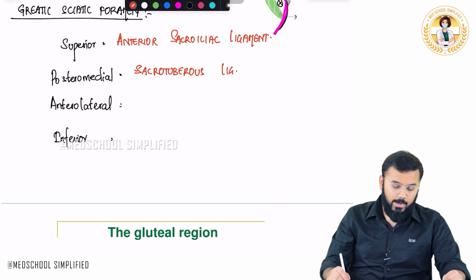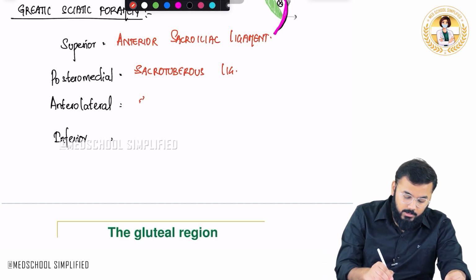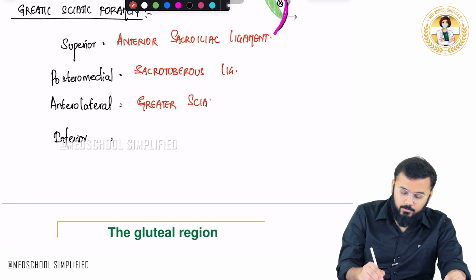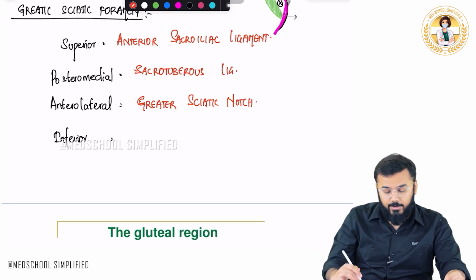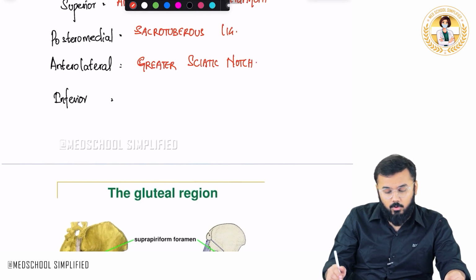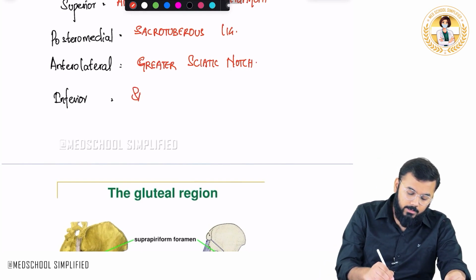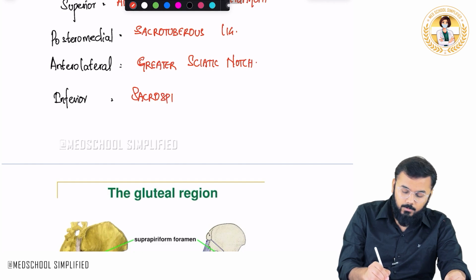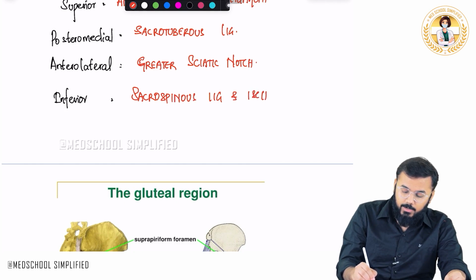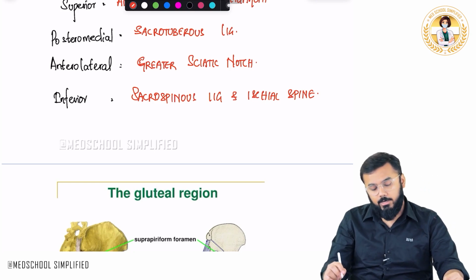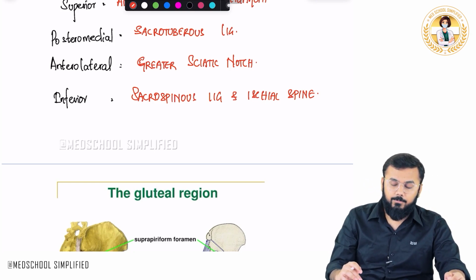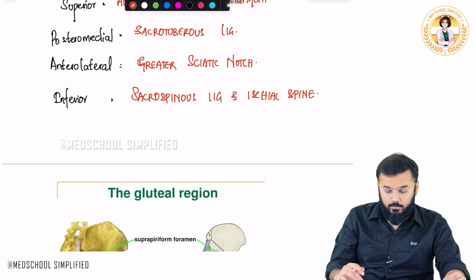Sacrotuberous ligament. Now anterolaterally, what do you have? Anterolaterally, you have the greater sciatic notch. Inferiorly, what do you have? Inferiorly, you have the sacrospinous ligament and ischial spine. Sacrospinous ligament as well as your ischial spine. So this is located inferiorly. So these are the structures which you can see over here, right?